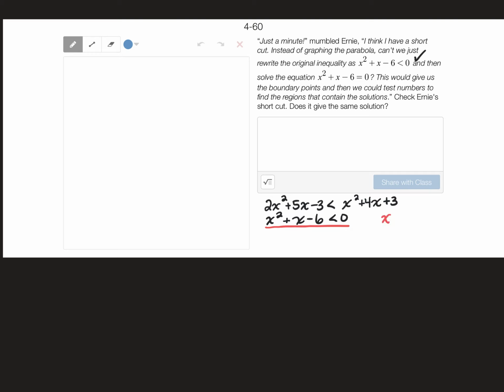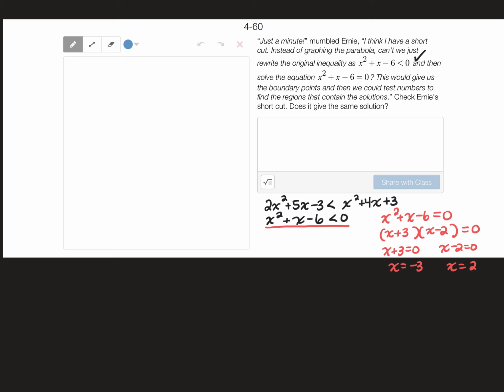In other words, we know how to solve this equation. Let's find the x-intercepts. Well, we do that with factoring. So we would have x plus 3 times x minus 2, and we set each one of those factors equal to 0, and we get the very same two x values that we got on the previous page.